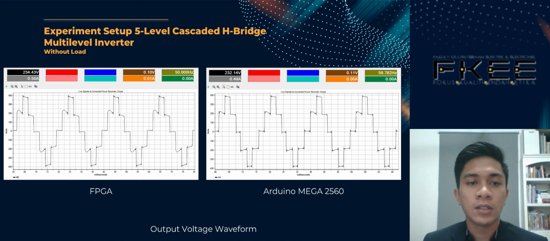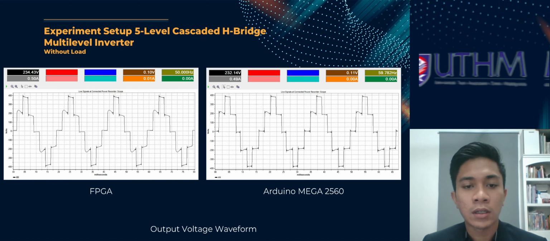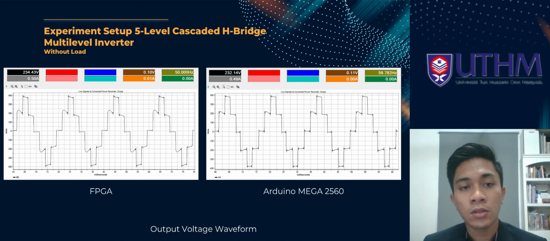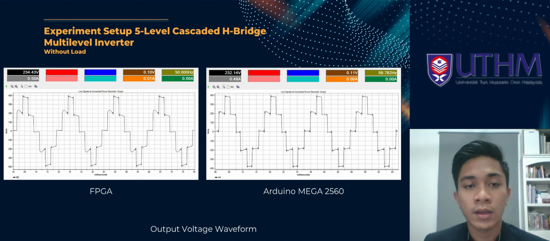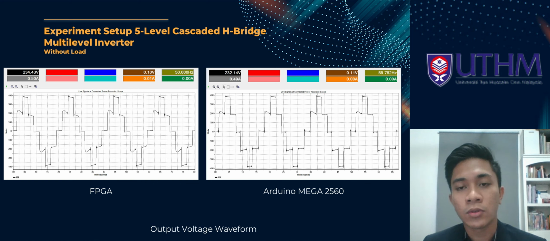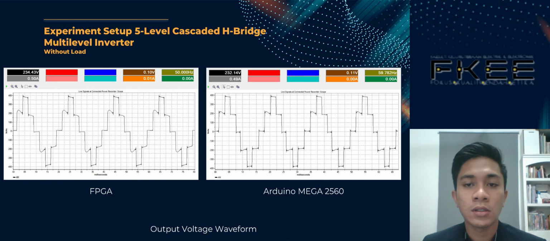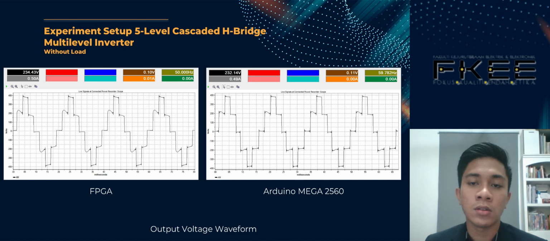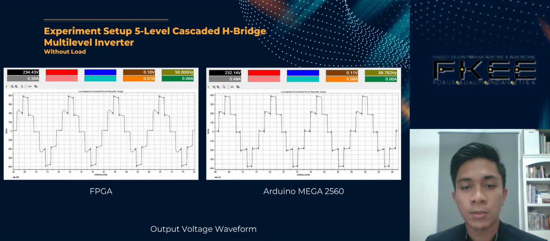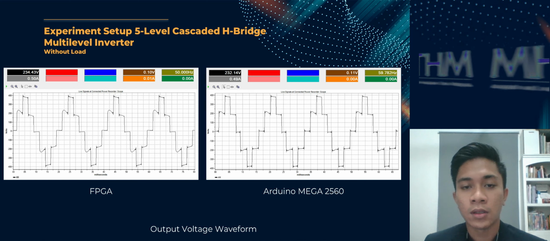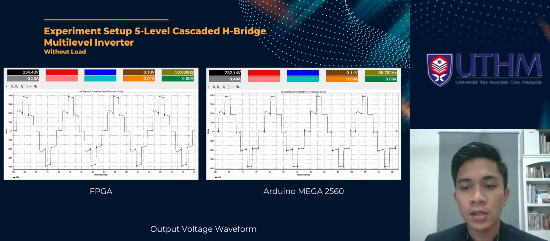As you can see here, the output voltage for the FPGA is around 234 volt RMS, while the Arduino Mega is producing 232 volt RMS, and the current drawn is almost the same, 0.5 amp and 0.9 amp respectively. But the difference here is the output frequency. The FPGA is producing 50 Hz and the Arduino Mega is producing 60 Hz of frequency.